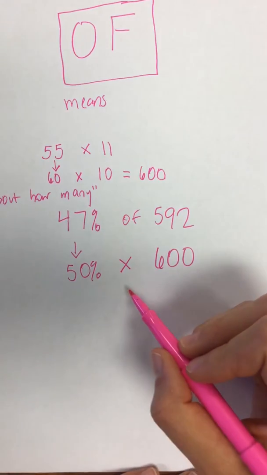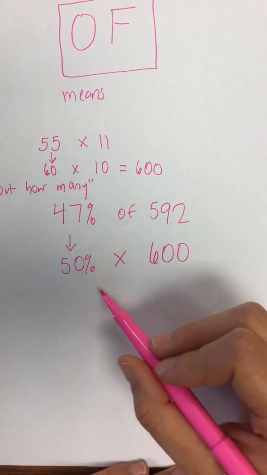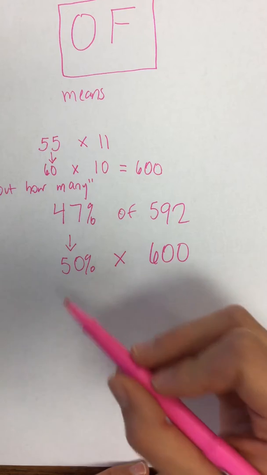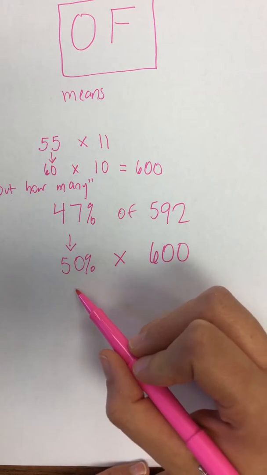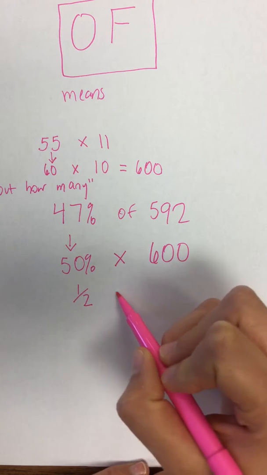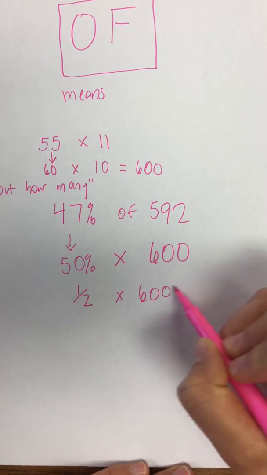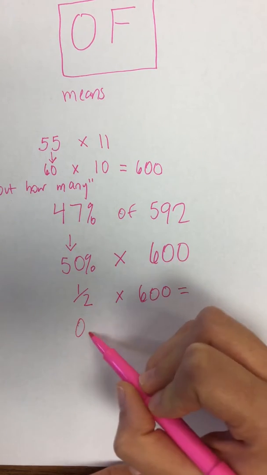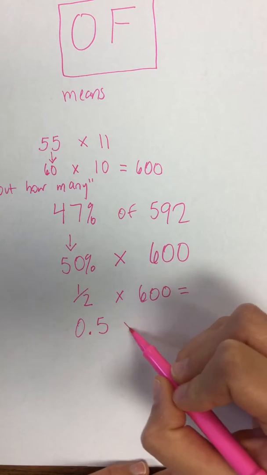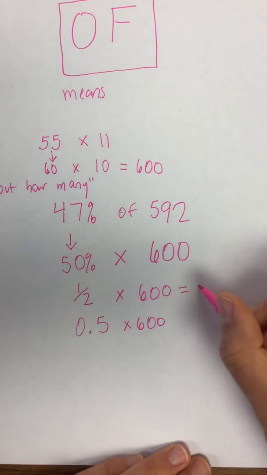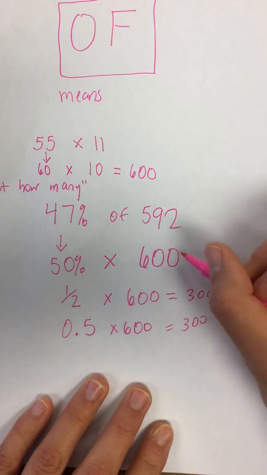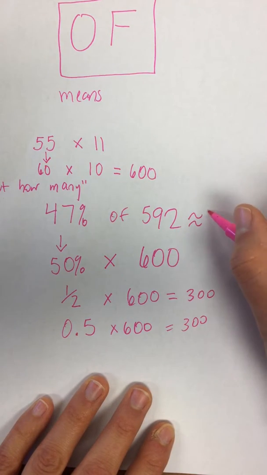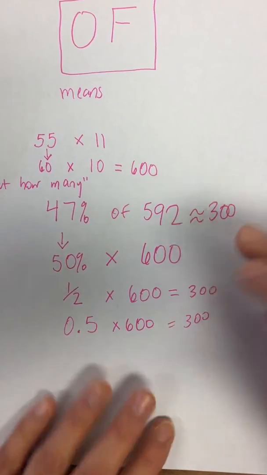Now, if you were to use a calculator to solve this, you don't want to type in 50 times 600. You would actually have to make 50% into a number, which is a decimal or a fraction. So you either change it to a half of 600, which you should be able to answer, or change it to a decimal by making it 0.5 times 600. Either way, you should get the answer is about 300. And that's the little symbol we use to show about.